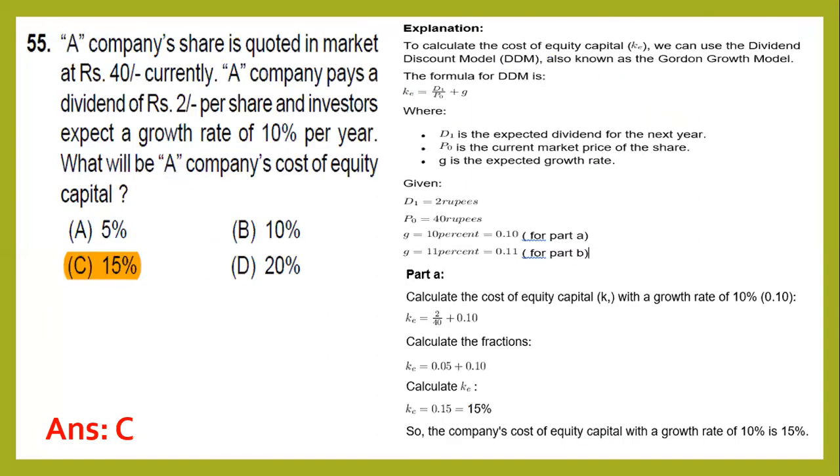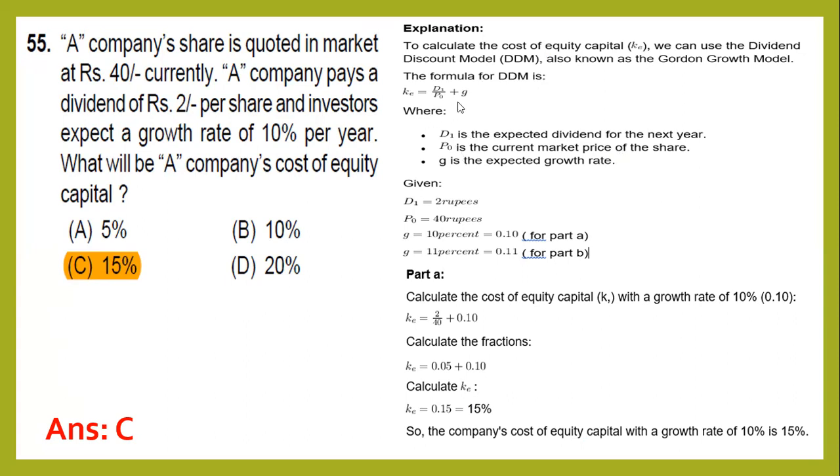So 55th question. It is once again a problem related question. A company's share is quoted in the market at rupees 40 currently. A company pays a dividend of rupees 2 per share, and investors expect a growth rate of 10% per year. What will be the company's cost of equity capital? So you have to calculate cost of equity capital. Now let us see how this is to be calculated. To calculate the cost of equity capital, or what is known as the KE, we use the dividend discount model (DDM), which is also known as Gordon's growth model.